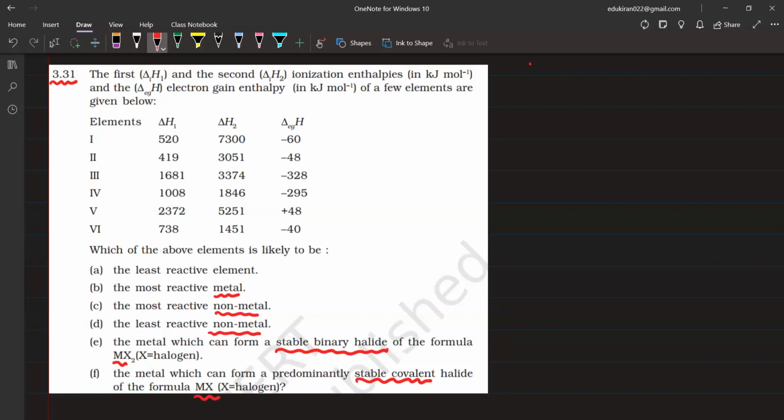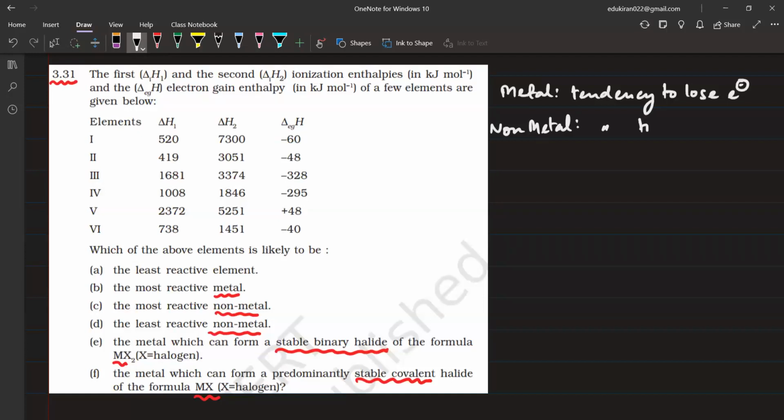Now let us put some things in perspective. First of all, what is a metal? A metal has a tendency to lose electrons. And what is a non-metal? A non-metal will have a tendency to gain electrons. Now we can further understand this in terms of electron gain enthalpy and ionization enthalpy.